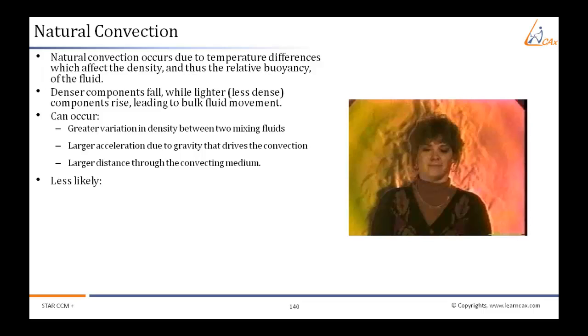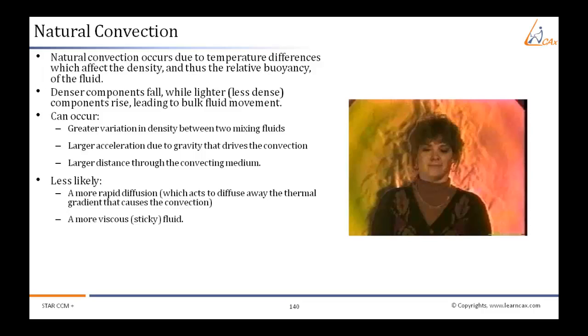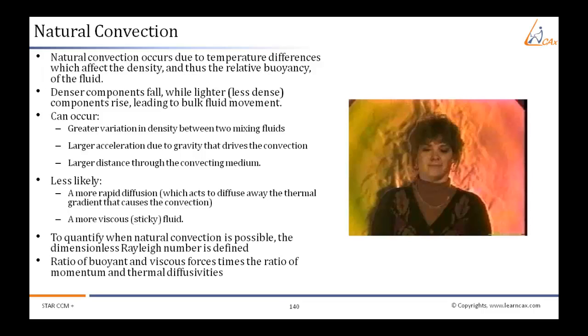Natural convection is less likely and less rapid when any of these conditions apply. A more rapid diffusion, which acts to diffuse away the thermal gradient that causes the convection. A more viscous fluid. To quantify when natural convection is possible, the dimensionless Rayleigh number is defined and can be viewed as the ratio of buoyant and viscous forces times the ratio of momentum and thermal diffusivities.